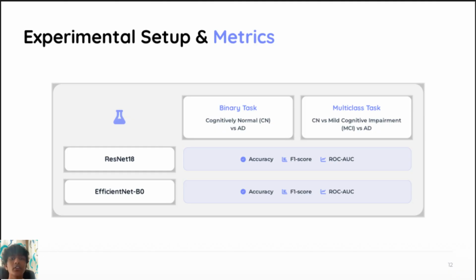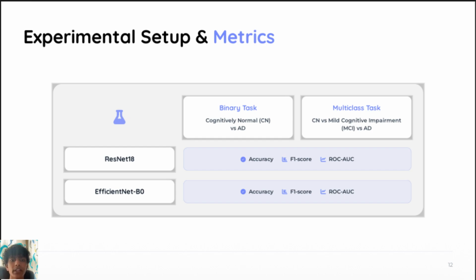I tested the model on two classification tasks. The first task was binary classification, cognitively normal versus Alzheimer's disease. The second task was multi-class classification, cognitively normal versus mild cognitive impairment versus Alzheimer's disease. This task is harder because mild cognitive impairment can be an intermediate stage and may share features with both normal aging and Alzheimer's.